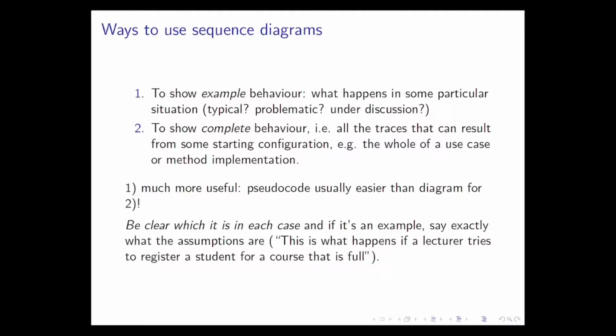But actually, pseudocode is often easier than a diagram to use for 2, so in my experience 1 is actually much more useful. The important thing is to be clear what it is you're doing, and if it's an example, to say somewhere exactly what the assumptions are. So typically you might put this in a caption in a diagram if it's going into a document, or you might put it in a note, a comment on the diagram, if it's a diagram that's going to be used by people at some later stage.